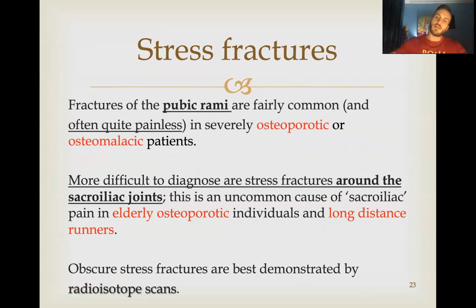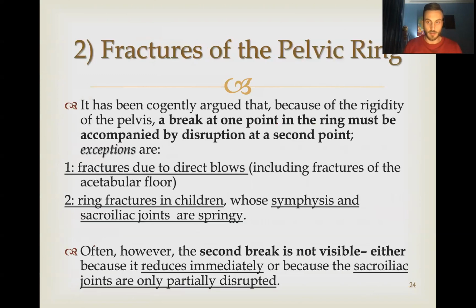Pubic rami, it's either the superior or inferior pubic rami. So this is the obturator foramen. This is the superior pubic rami. This is the inferior pubic rami, and this is the ischium. So the patient can get either a superior or inferior pubic rami fracture, especially osteoporotic patients. If it's a non-displaced fracture with a stable ring, same thing. Bed rest, and he's going to be fine.